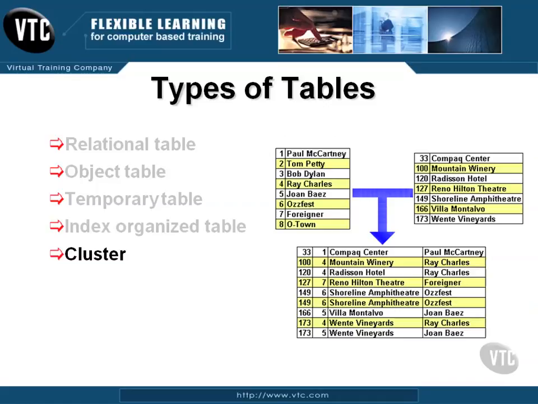A cluster is an older form of an Oracle index organized table structure. It's similar to it. What a cluster does is it takes the most frequently used columns between multiple tables and puts them into one table. They're not necessarily index columns, but they usually are.